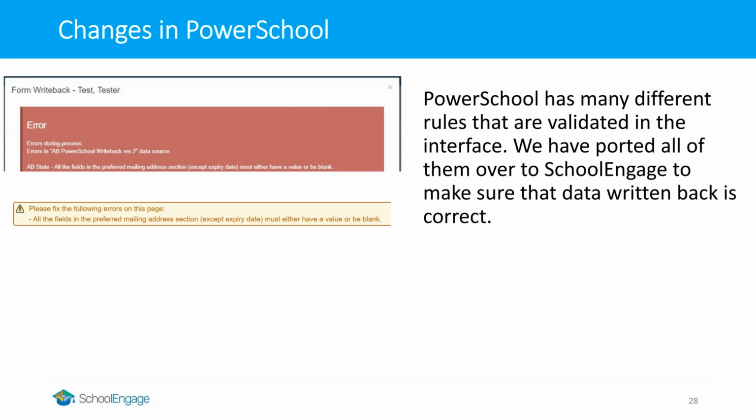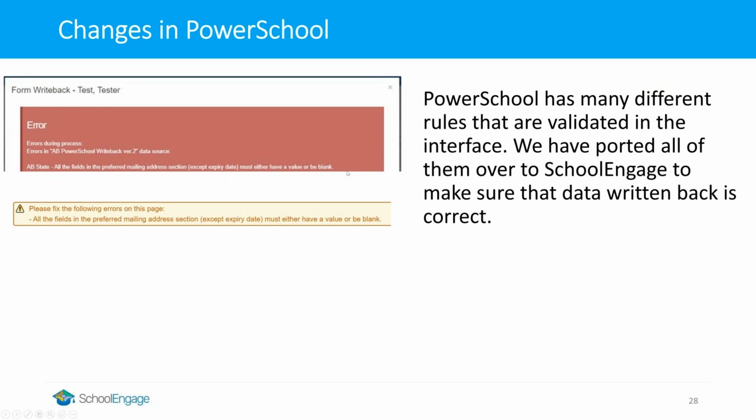So what we did is we went into every single piece of validation that is available on the interface in PowerSchool, and we implemented all of them. So if you try to write back a record and it violates one of those rules, it doesn't even attempt to send the data back. It will show you the errors here.